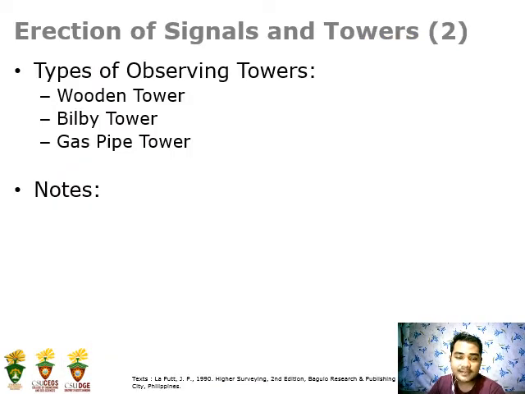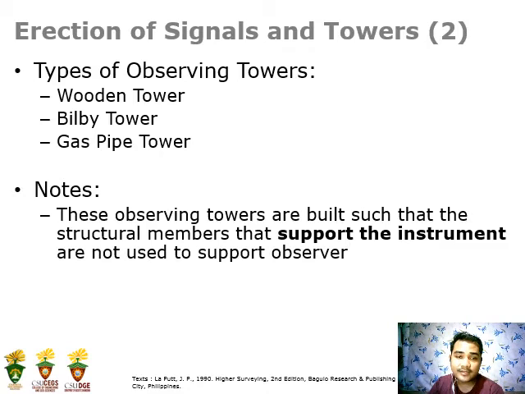So there are types of observing towers. We have the wooden tower, the Bilby tower, and the gas pipe tower. For notes, these observing towers are built such that the structural members that support the instrument are not used to support the observer. So again, observing towers are built so that the support is for the instrument that will be used. It is only for the instrument because it is not used for supporting the observer.